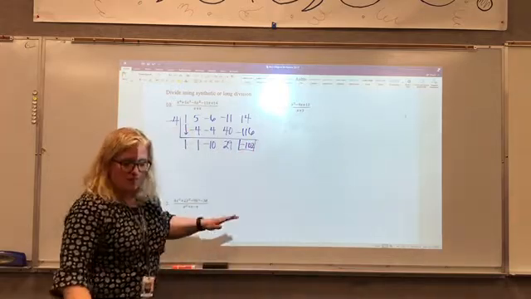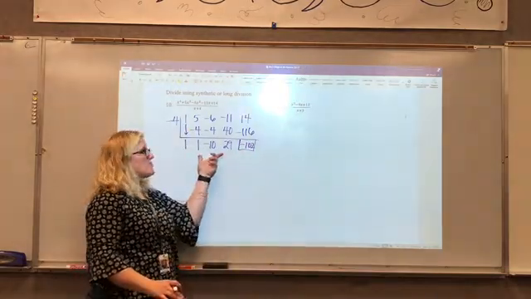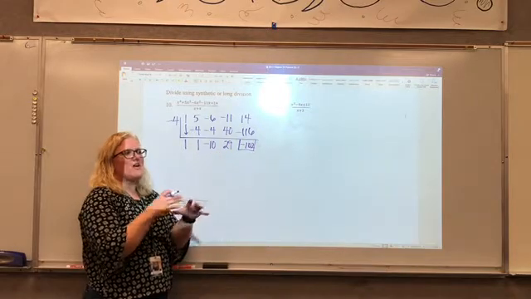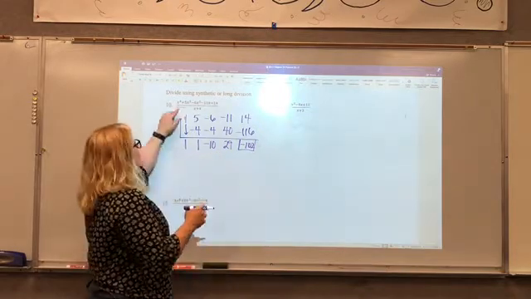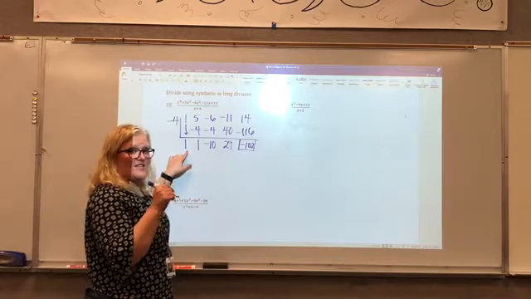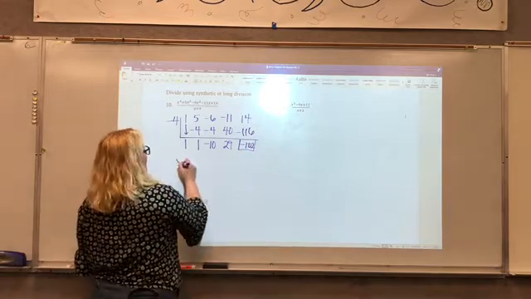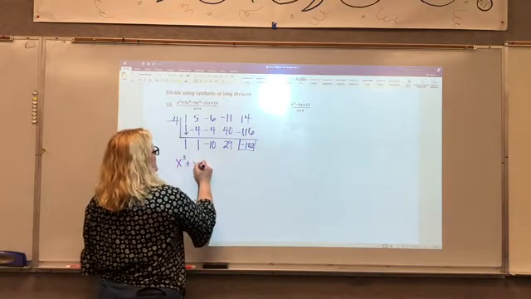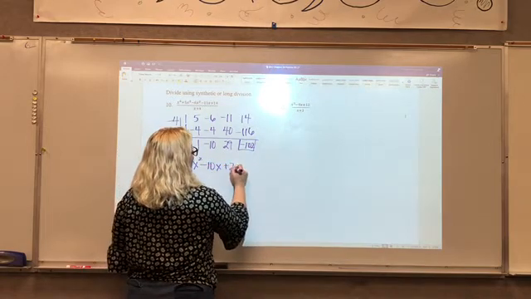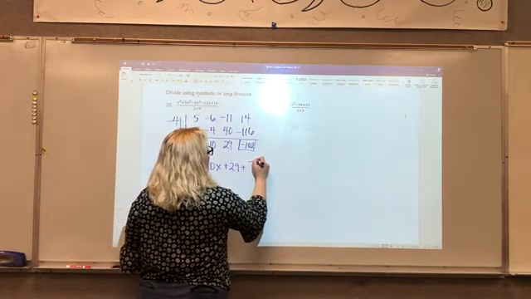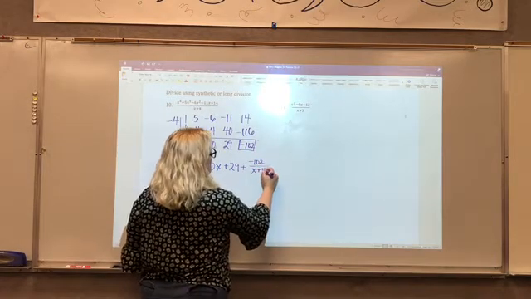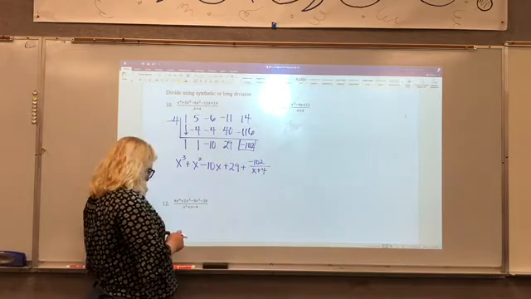So now I've done what I need to do with my coefficients. Now I have to put my variables back in with the coefficients. So remember, I started with an x to the 4th, so this one goes down 1. It's x cubed. So I have x cubed plus x squared minus 10x plus 29 plus negative 102 over x plus 4. Okay, so number 11.